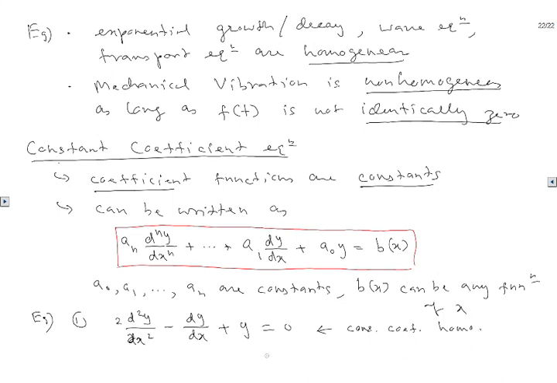And then how about this one? 2 d squared y over dx squared minus dy over dx plus y equals sine x. You can see that all the coefficients 2, negative 1, 1 are constant. This is a constant coefficient non-homogeneous equation. We can solve all of these later.